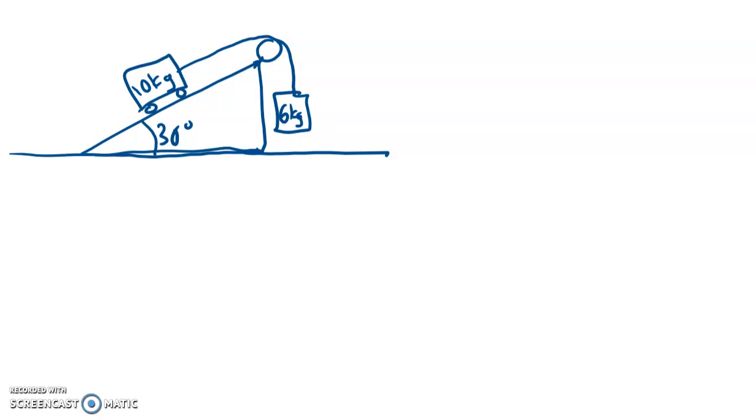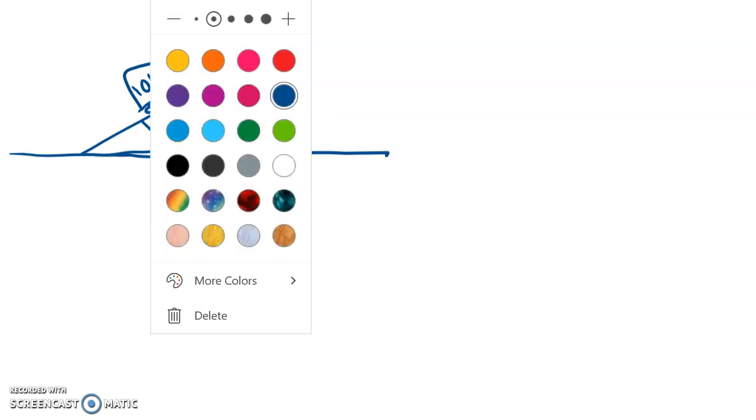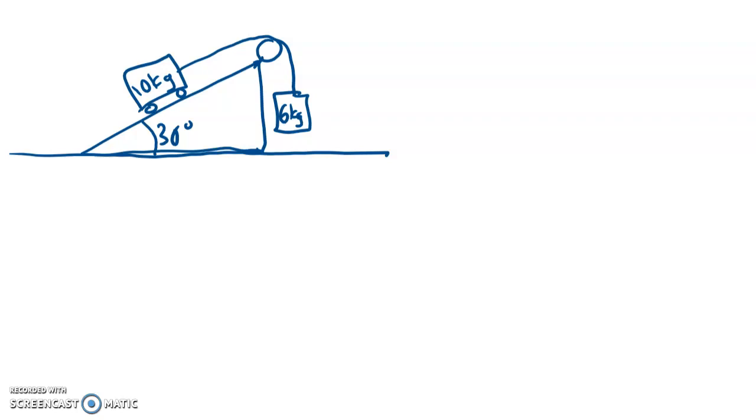Today we're looking at pulleys on inclines. What we're going to do here is figure out the acceleration of this system and the tension in the string. So, hey, let's start with the free body diagram. Where else would we start?